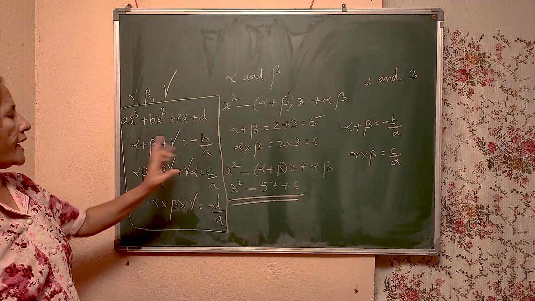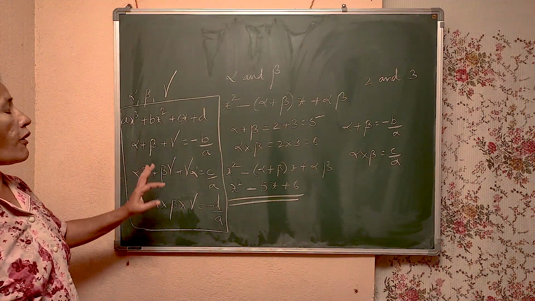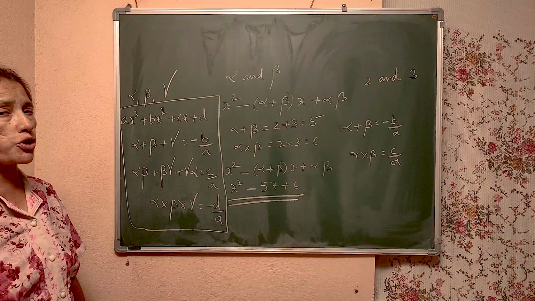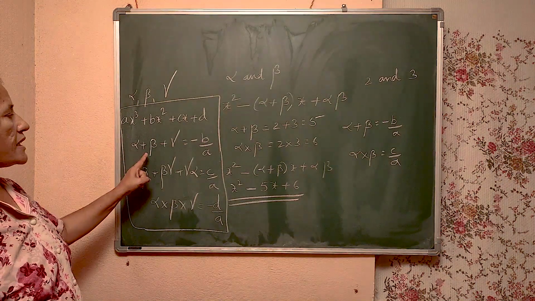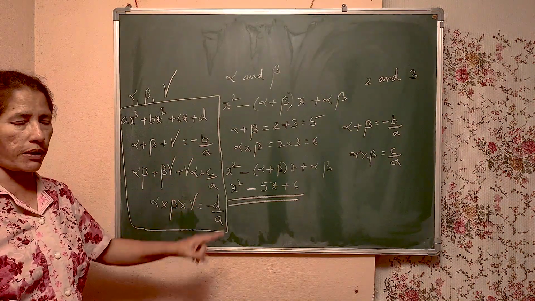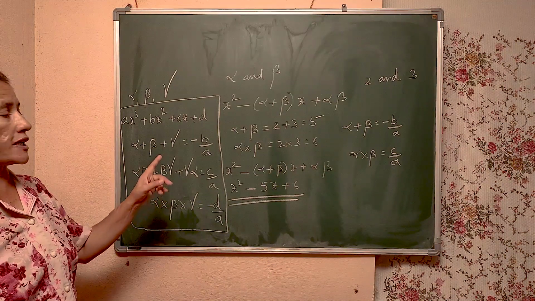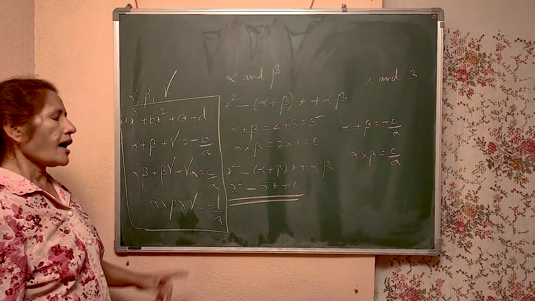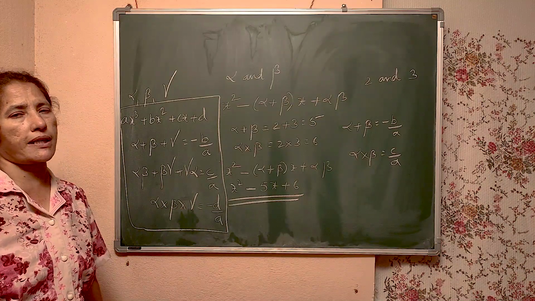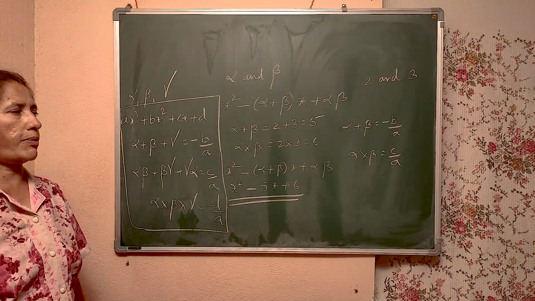So, what are the three relations of alpha, beta and gamma? You should remember. Alpha plus beta plus gamma is equal to minus b by a. Alpha beta plus beta gamma plus gamma alpha is equal to c by a. Alpha into beta into gamma is equal to minus d by a.